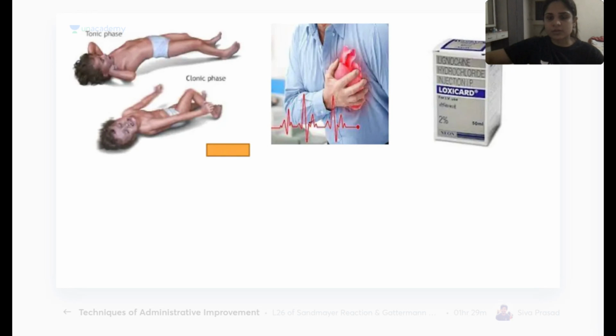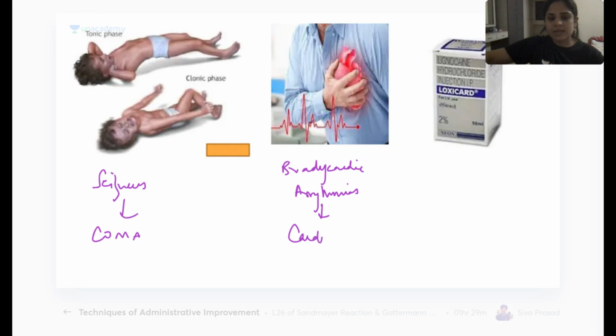So, I gave this drug to the patient. After that, he is having seizures. After seizures, he is going into coma. Initially, he had bradycardia. Then he had arrhythmias. And now he has gone into cardiac arrest. All of this happened after I gave this one drug to the patient. So what is this condition? Yes, Devesh. So what is that condition?